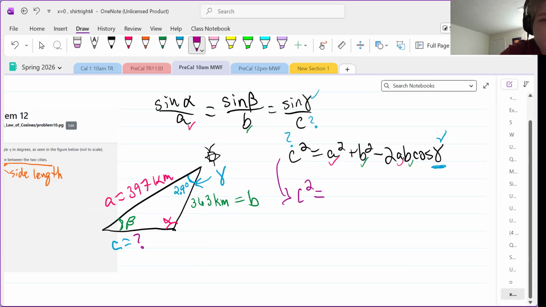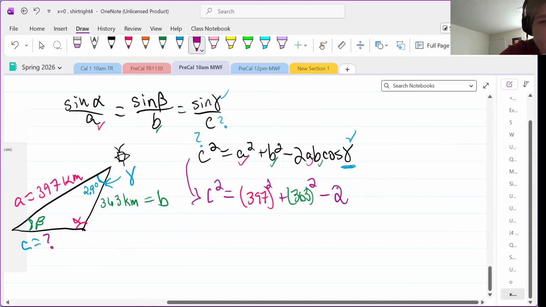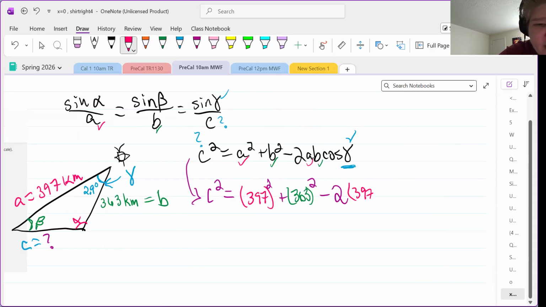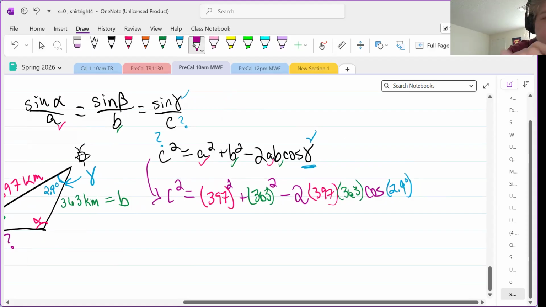So we have c squared equals, A is 397 squared plus B is 363 squared minus 2 times 397 times 363 times the cosine of 2.9 degrees. So that whole ridiculous mess we can type on the calculator.